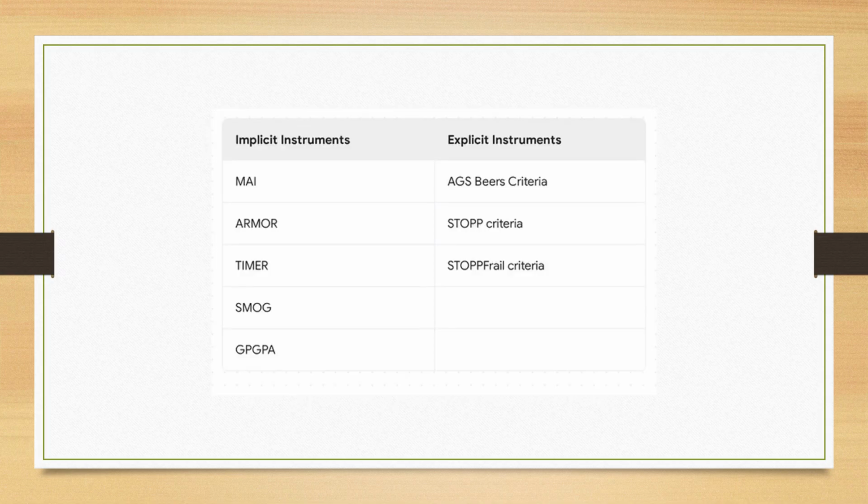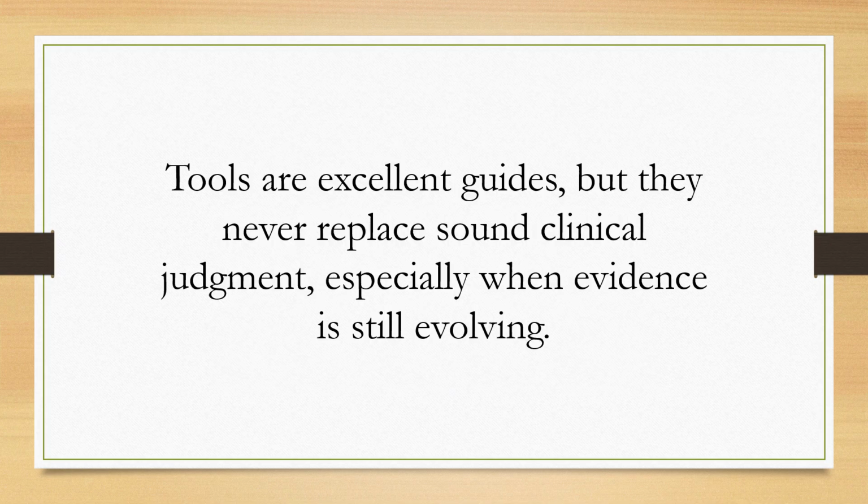And this table does a great job of laying them out. On the implicit judgment-based side, you've got things like the Medication Appropriateness Index, or MAI. And on the explicit, criteria-based side, you have the big ones you've probably heard of, like the AGS-Beers criteria or the STOP criteria. They each have a different strength, a different role to play. But here's the thing, it's a big one. These tools, these criteria, they're fantastic guides, but they are not a substitute for your clinical judgment. Ever. And this is especially true in geriatrics, where, let's be honest, the evidence for a lot of common medications is still a bit murky or is constantly evolving.